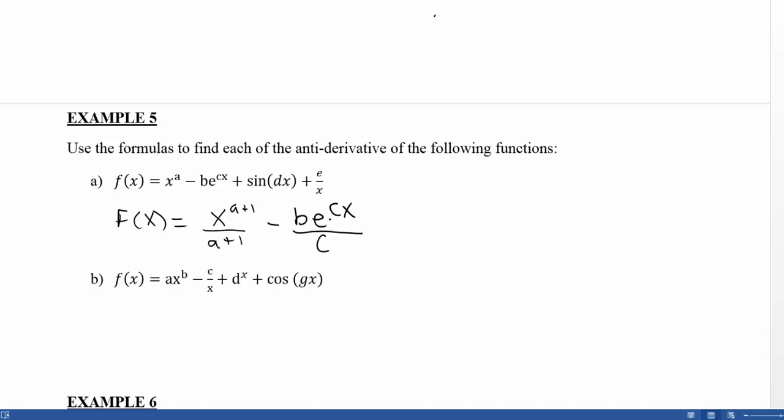Now the next term, we have sine of dx. So again, we notice that there's a constant inside the argument. The antiderivative of sine is negative cosine. So we have minus cosine of dx. But then our special rule says that we have to divide by whatever the constant is. So divided by d. Finally, we have e over x.